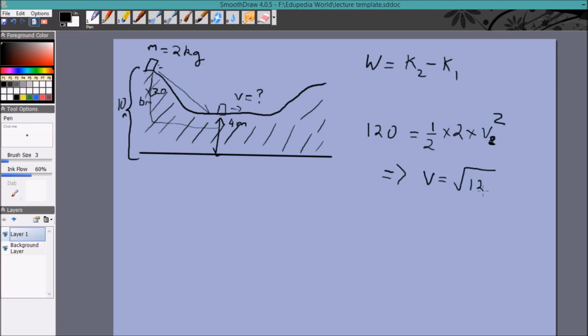I apologize for any random non-integer numbers which might come up, because I'm just making these values off the top of my head, right? The important thing is the concept. So we found out that the speed was root of 120.